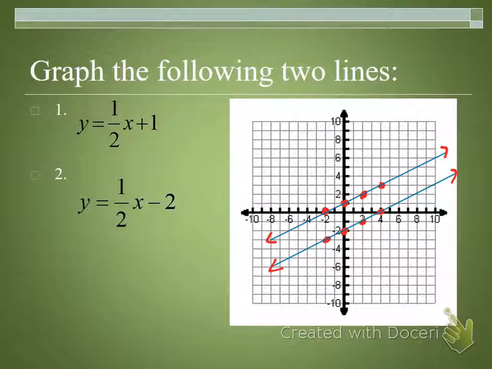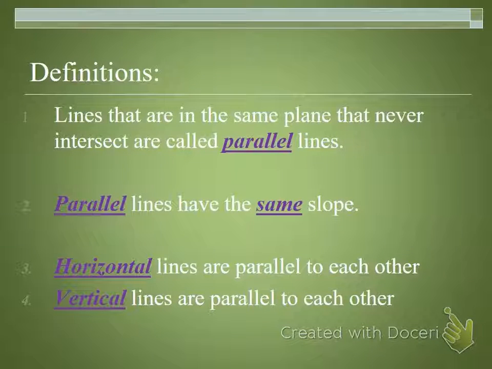A couple things I want to point out before we move on to those definitions that I just showed you. Look at these two guys, right? They have the same slope, but they have different y-intercepts. So they start at two different points, but they slope the same, and so therefore they're never going to intersect each other. And that's what parallel is, right? So lines in the same plane that never intersect are called parallel lines. And as we just saw, parallel lines have the same slope.